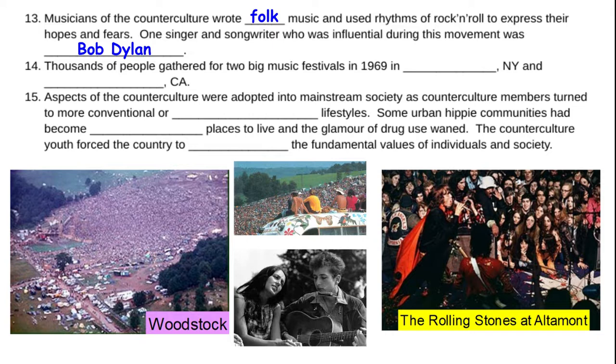Dylan was a kid from Minnesota. He had actually moved to New York, got involved in the beat movement, started off as a folk artist, and by the mid 1960s, had embraced the electrified guitar and angered a lot of his original fans when he started playing rock music. And speaking of playing rock music, there were a couple big music festivals in the 1960s.